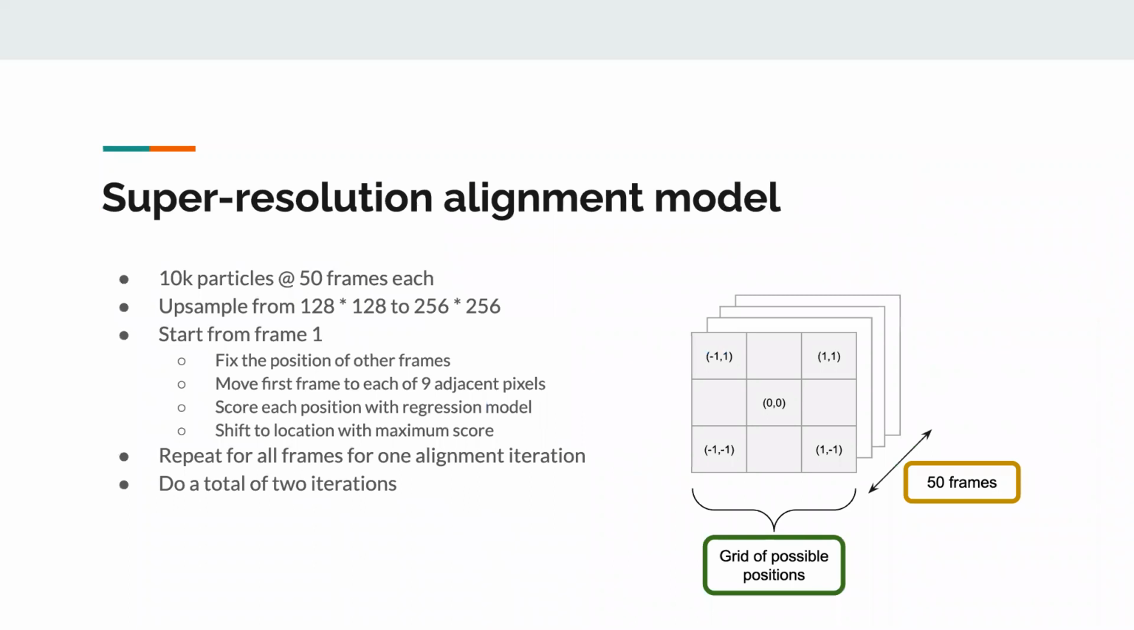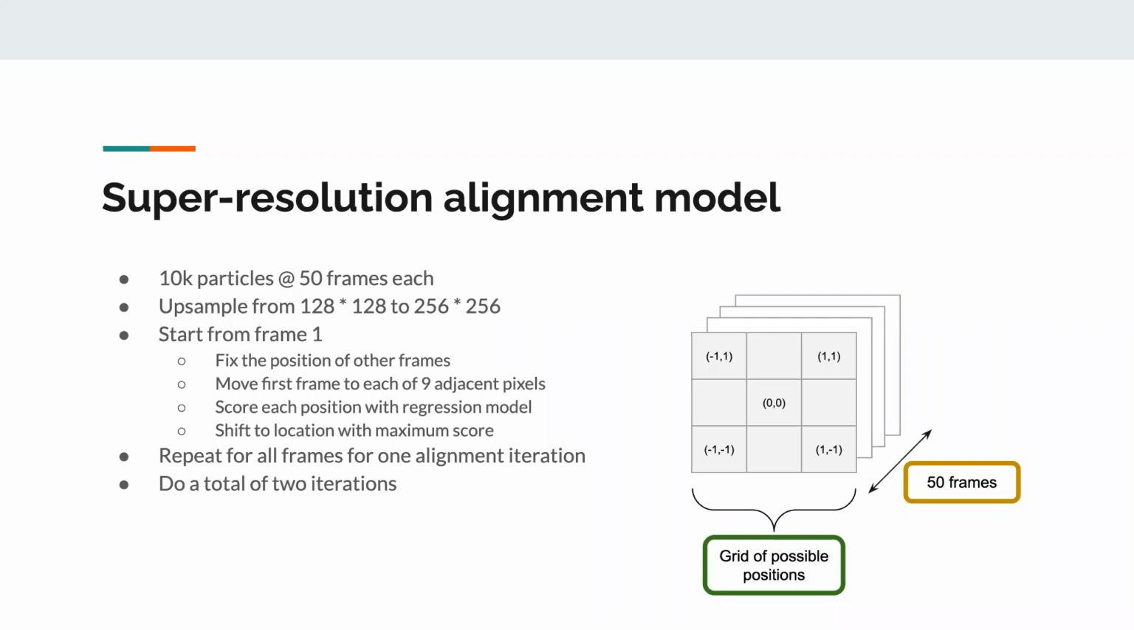We perform alignment at the super resolution level for each of the 10,000 particles in the hypoferritin dataset. Each particle consists of 50 frames, and each frame is upsampled from 128 by 128 to 256 by 256 pixels. In one alignment iteration, we start from the first frame while keeping the other 49 frames fixed. We move the first frame to each of the 9 possible positions, the origin, as well as the 8 adjacent pixels. We chose 9 possible positions because the frames were already initially aligned at a lower resolution.